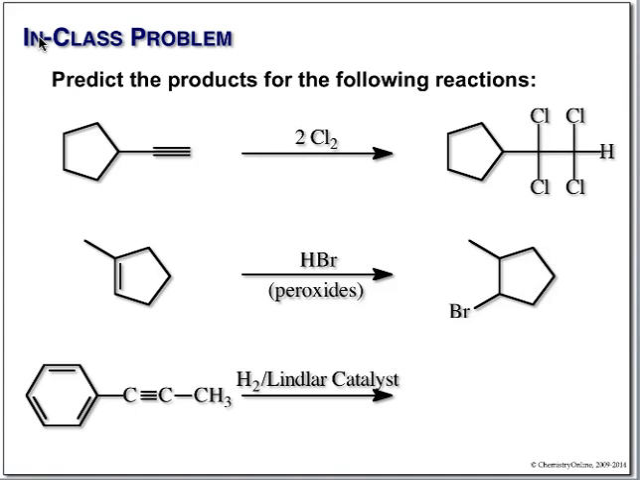And finally, we have an alkyne, and we have a poisoned catalyst. We know that's going to give us an alkene. Going to stop at the alkene because it's poison. And our stereochemistry is going to be cis. Any questions?